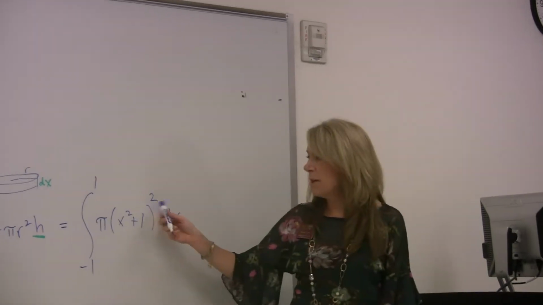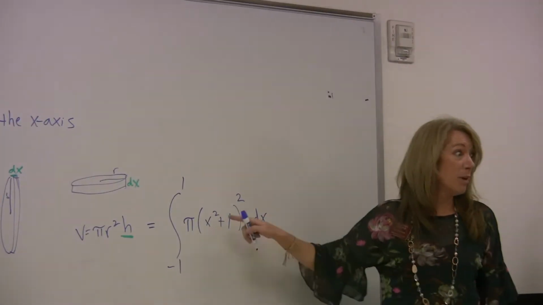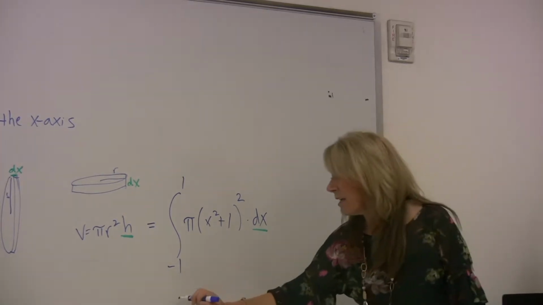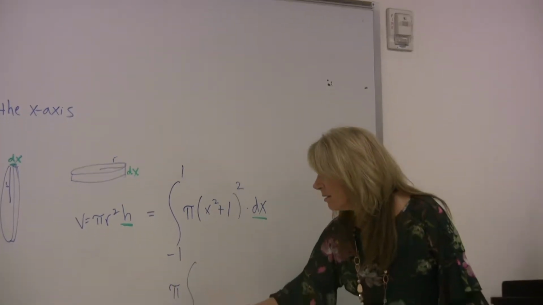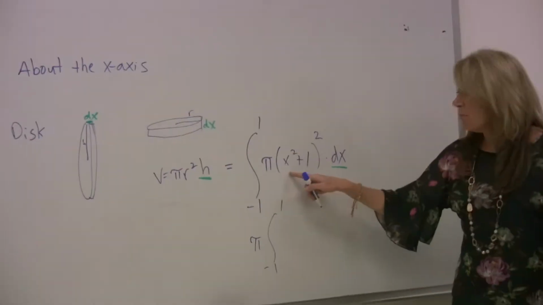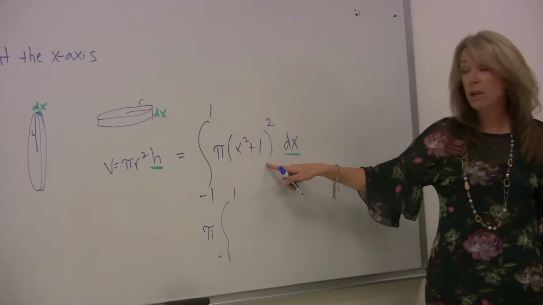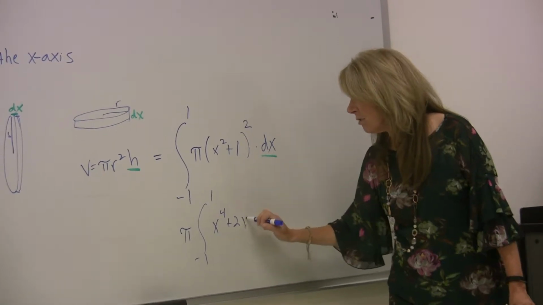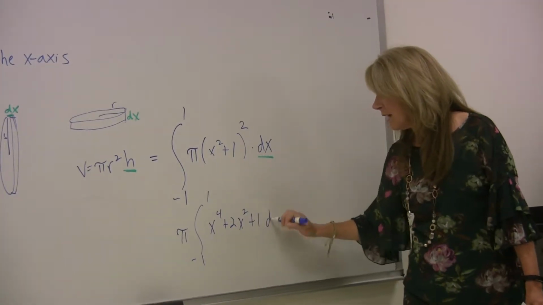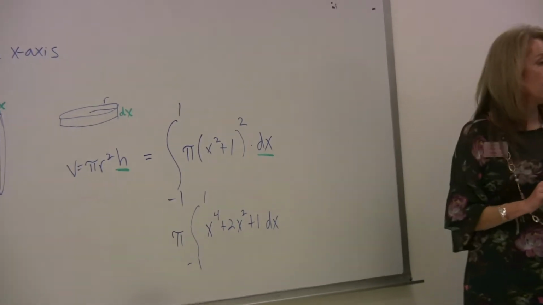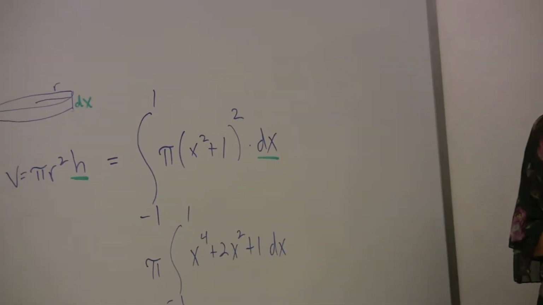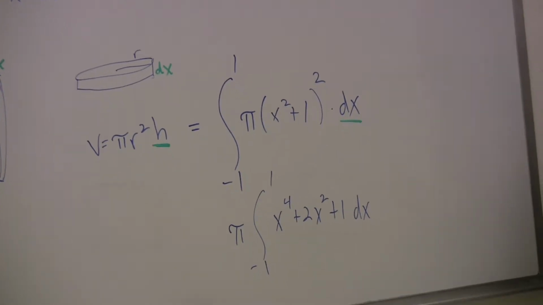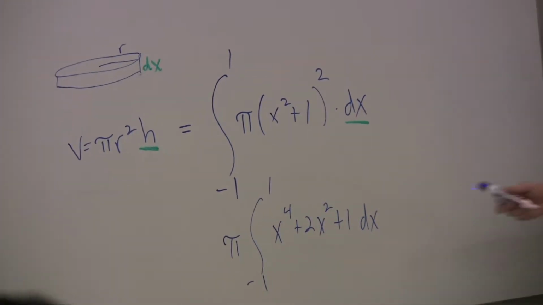Distribute the exponent. It actually doesn't distribute it; we would have to multiply that out. This is a constant, so I would probably take the pi out front and just worry about that later. Multiply this out using FOIL if you need to. This would end up being x to the 4th plus 2x squared plus 1 dx. Simplifying using our algebra skills that we all remember, or will eventually, because you can't forget them in calculus. You okay with that?